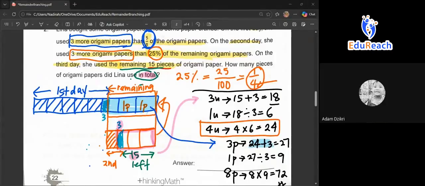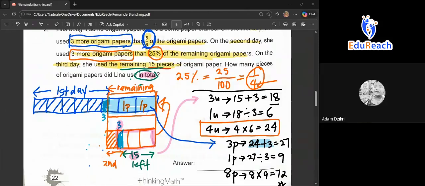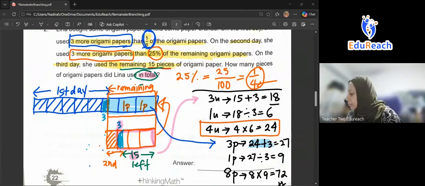I don't have space. Do you have your book? Yes. You can use your book and copy down first. The model. Yeah, the model.